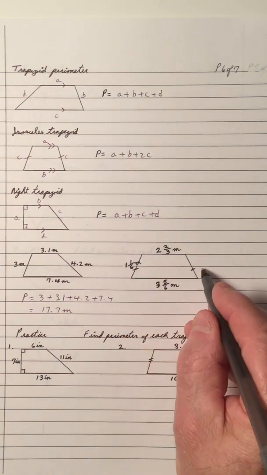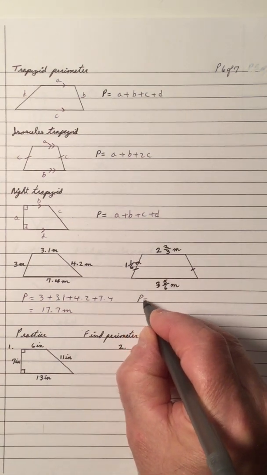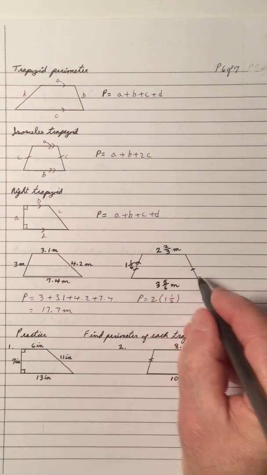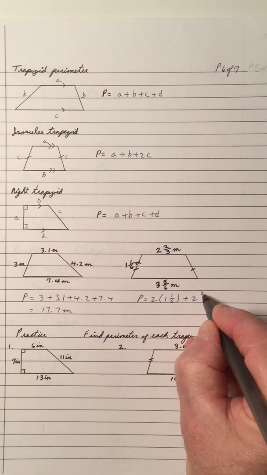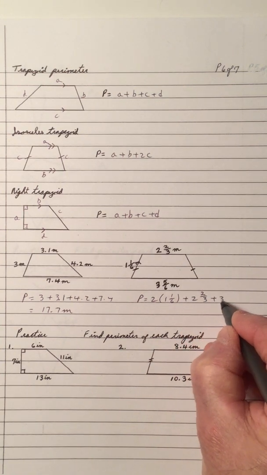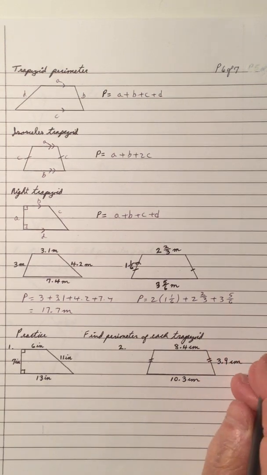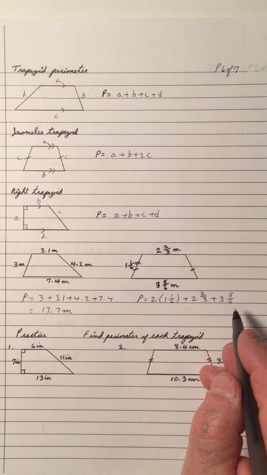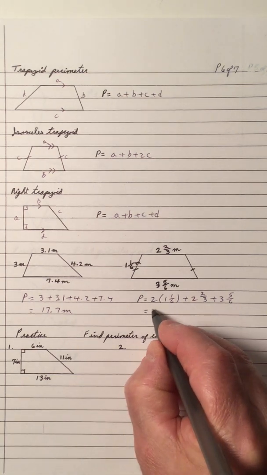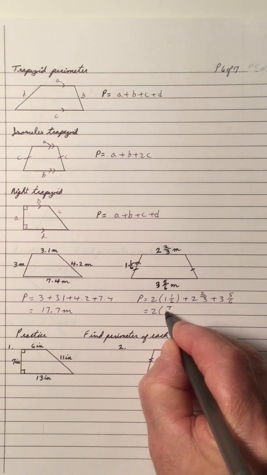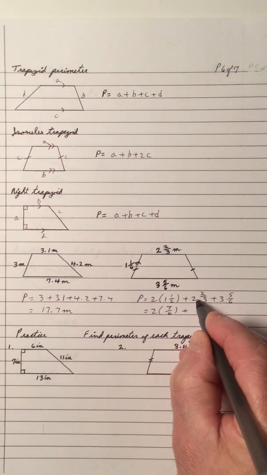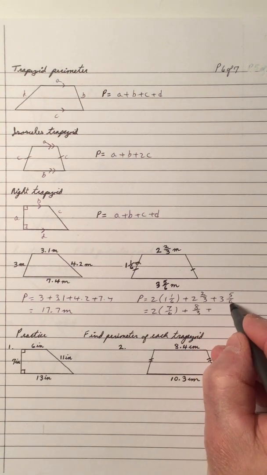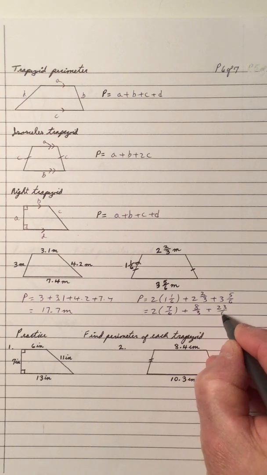And the perimeter of this one, there's 2 of them, so we can go P equals 2 times 1 and 1/6, because there's 2 of them, plus 2 2/3 plus 3 5/6. So I can change between proper fractions and get a common denominator. Let's change 7/6, 8/3, and 23/6.